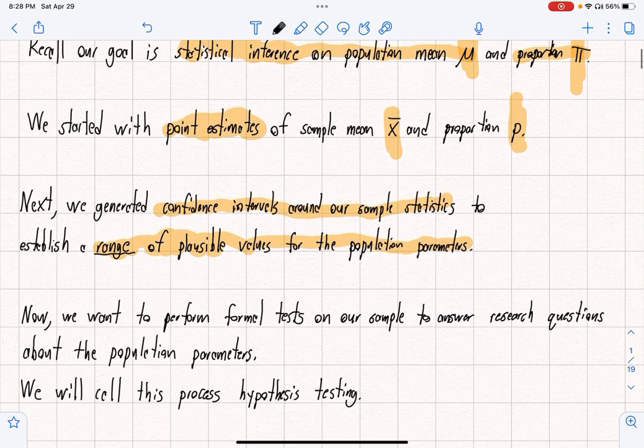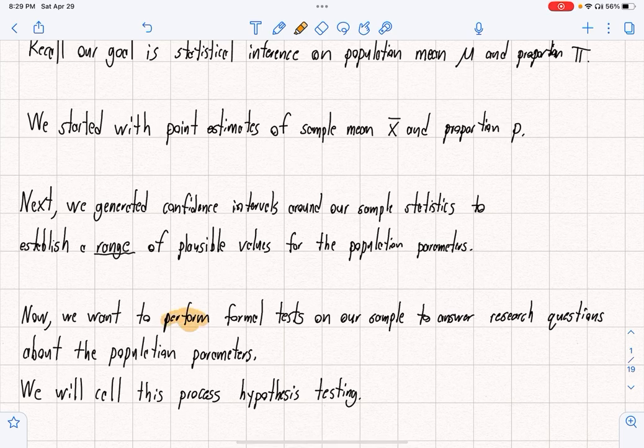But now we want to perform formal tests on our sample to answer research questions about the population parameters. So let me just clean this up a little. So we want to perform these formal tests on our sample to answer research questions about the population parameters. And we're going to call this process hypothesis testing.